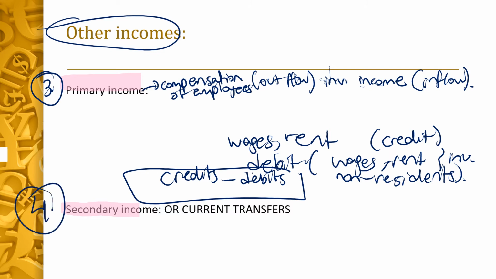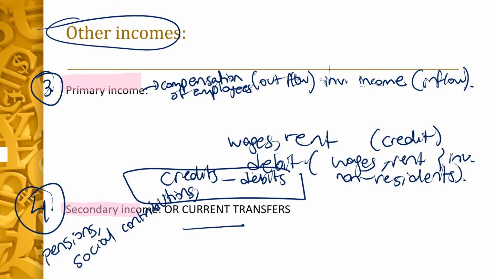Finally, the fourth component would be secondary income, or I can also call it current transfers. What does the current transfer include? It includes pensions, social contributions, welfare payments, taxes collected from wages, and gifts or foreign aid or donations.